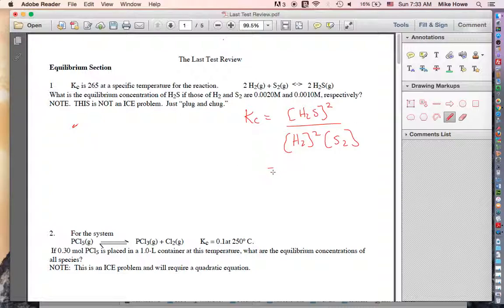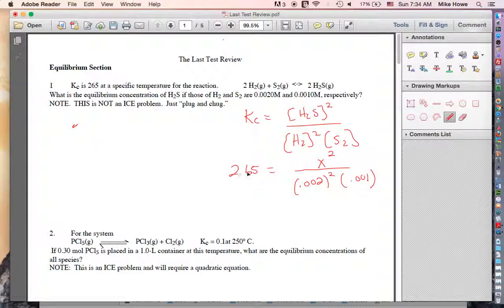All right. We know that the concentration of the H2 and the S2 are 0.002 and 0.001. We'll go ahead and put those in. 0.002, and that'll be squared, and then 0.001. We know that the H2S, now we don't know what it is because we're looking for the H2S. We know that Kc is 265. The H2S is going to be called X then. We don't know what it is, so we just solve for it. It is squared because of this 2.